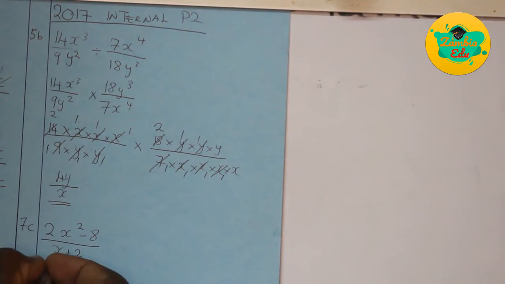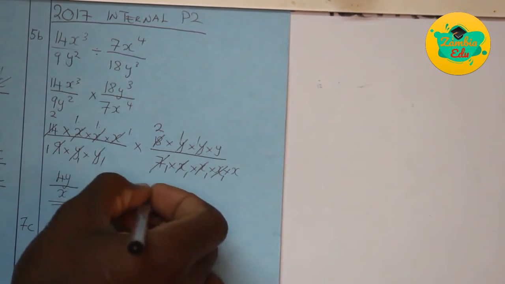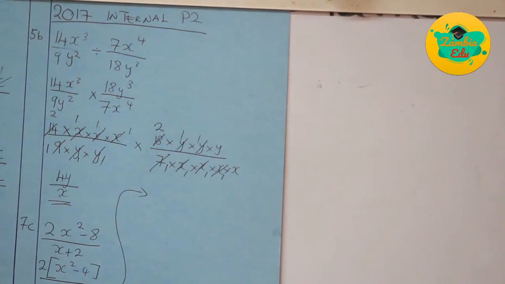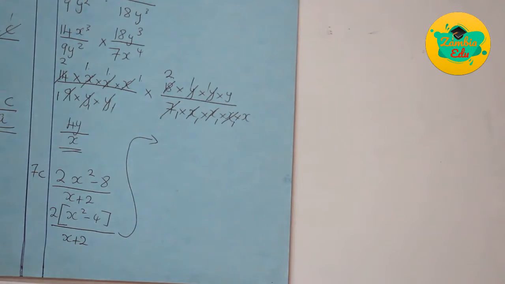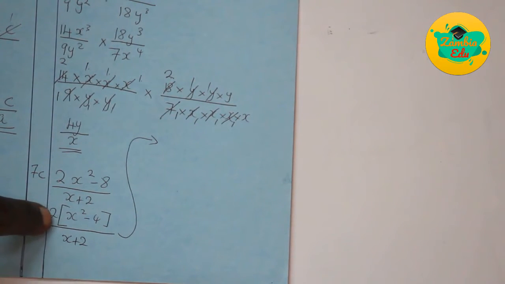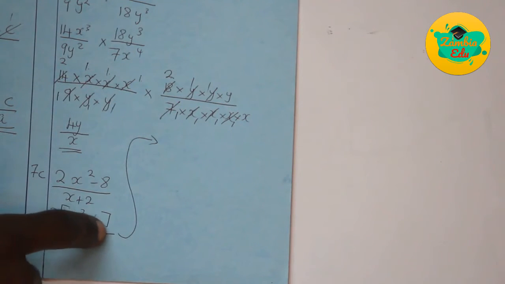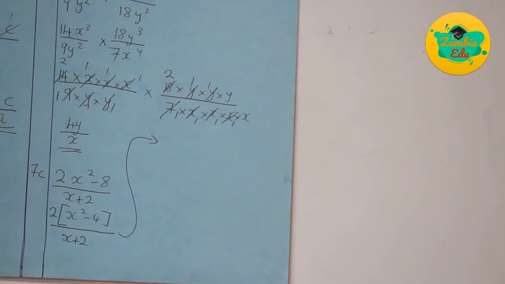Let's factorize. 2 is common, and we get x squared minus 4 over x plus 2. Let's finish this the other side, over x plus 2 in that way. Okay, so we have that's what we have over x plus 2, open bracket x squared minus 4 over x plus 2 in that way. So we finish it at the other side there.